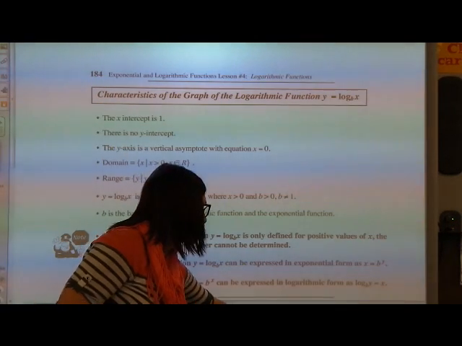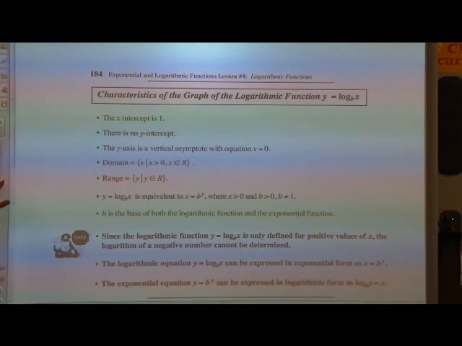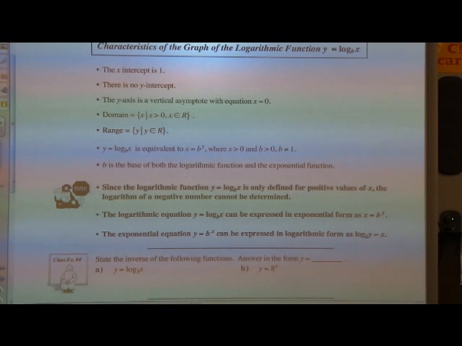So let's look at the characteristics of a logarithmic function. A logarithmic function is y equals log base b of x. The x-intercept is equal to 1. There is no y-intercept. I have a vertical asymptote that has an equation of x equals 0. The domain is the values of x that are greater than 0, and the range could be any real number.